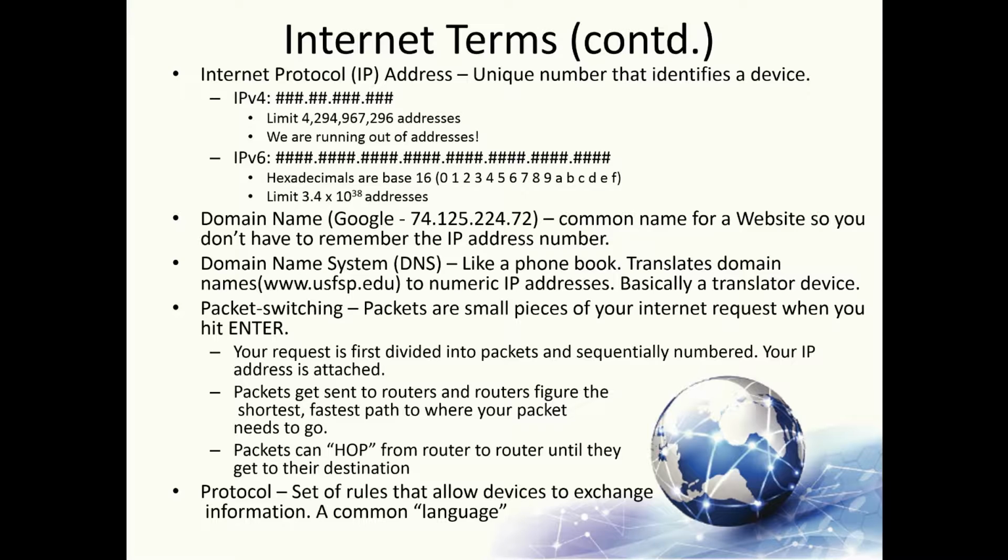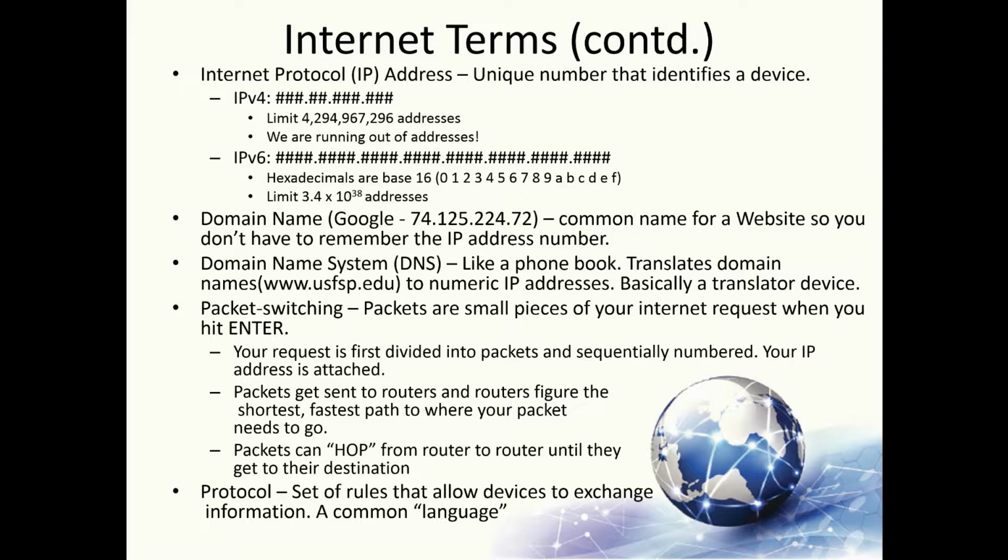Again, as I mentioned earlier, it is so much easier to remember names like Amazon.com, or in this case Google, than it is to remember Google's real name, which is 74.125 and so on. Okay? A domain name system or server is like a phone book. It takes that domain name and translates it to the numeric IP address, so we don't have to remember that.